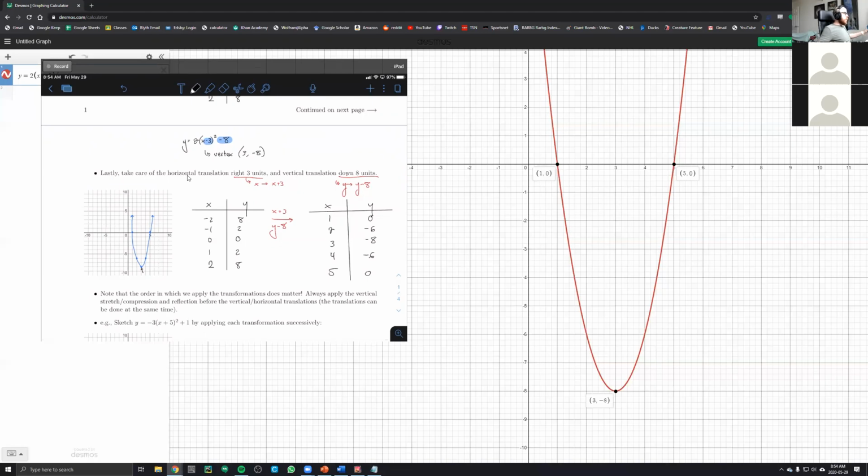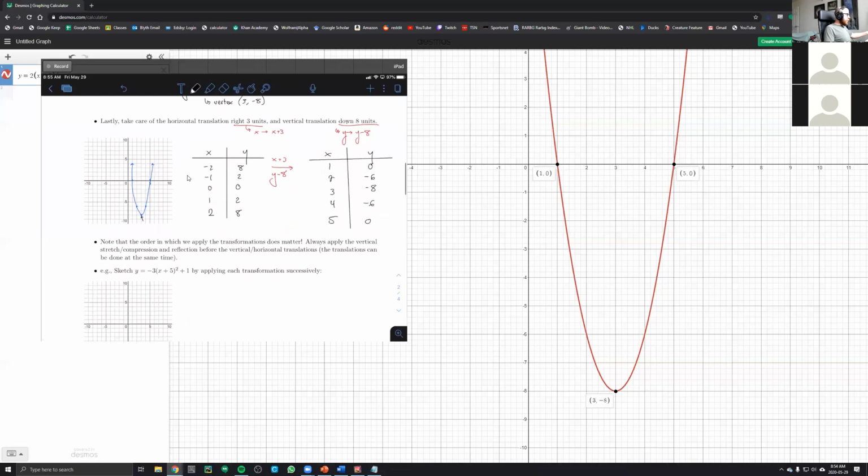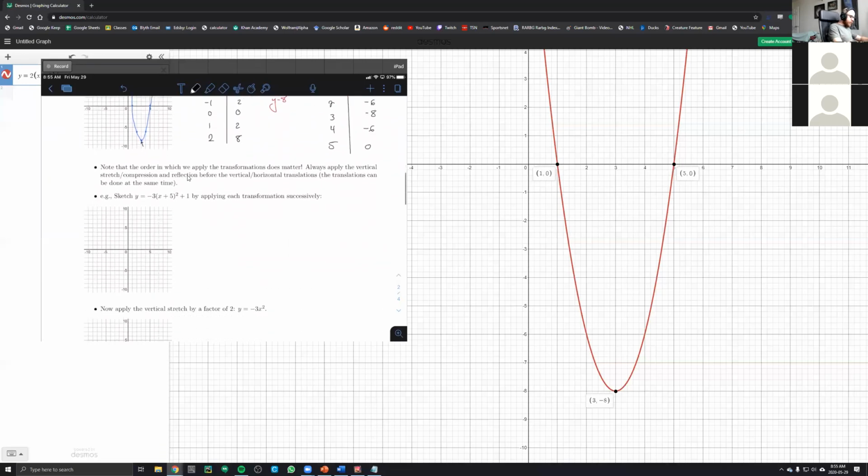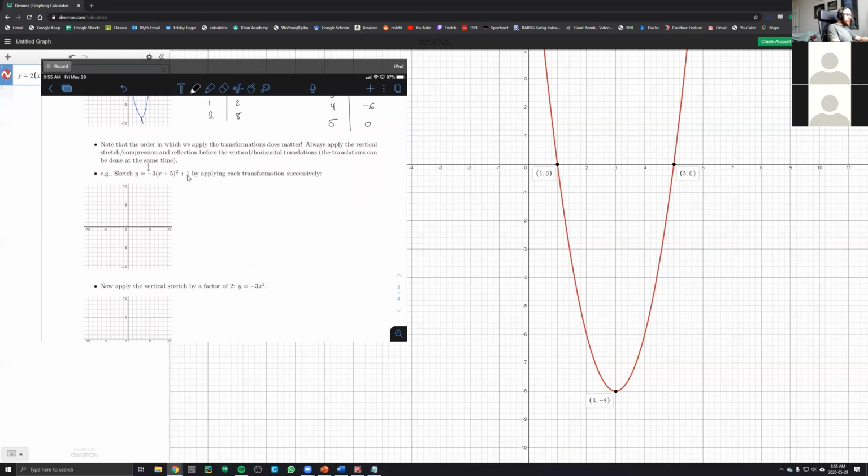Okay, cool. All right, let's try one more example here. Same idea, although this time we have a reflection, so a little bit different, but the way that we approach it is kind of the same. So again, I'm going to start with just my basic parabola here.